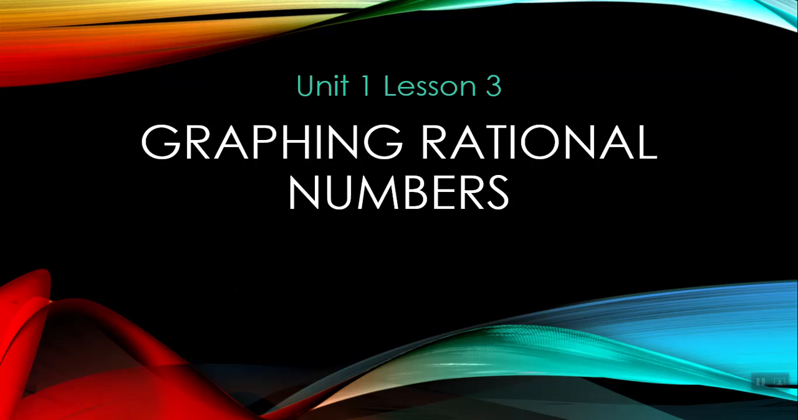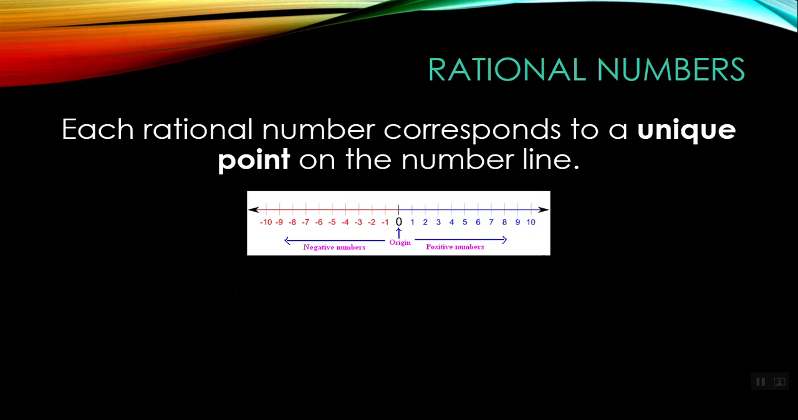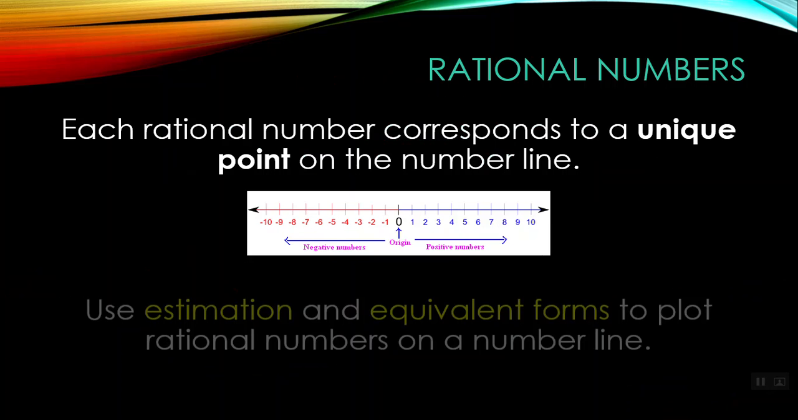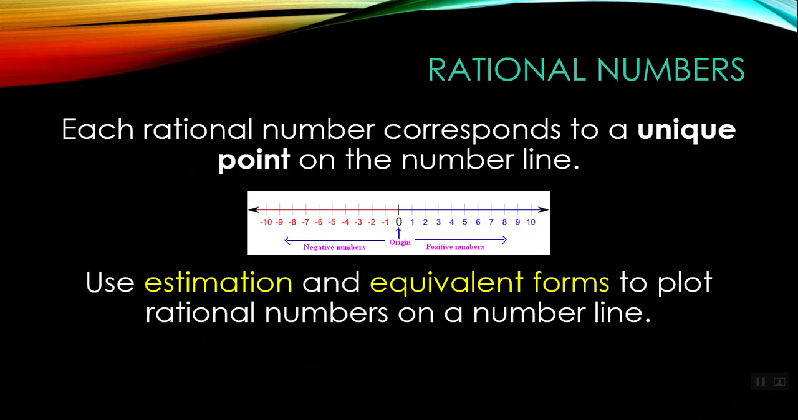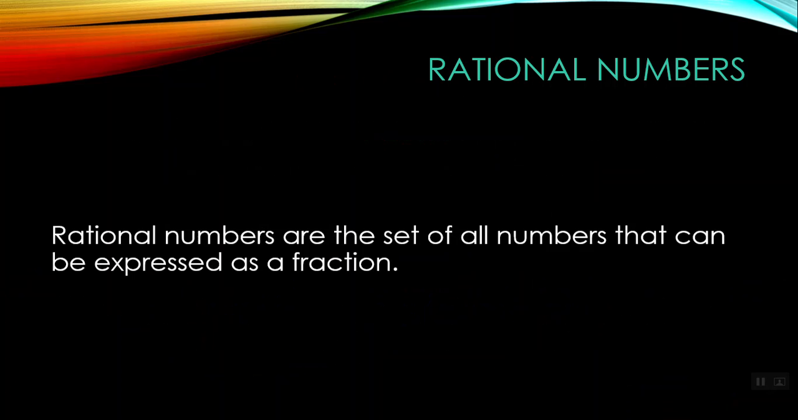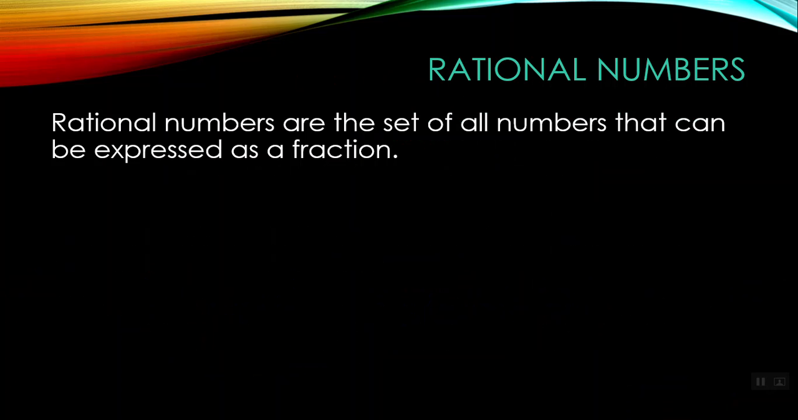This is Unit 1, Lesson 3, Graphing Rational Numbers. We all know that each rational number corresponds to a unique point on the number line. And in this lesson, we're going to be using estimation and equivalent forms to plot the numbers on the number line. Rational numbers, we know those are the set of all numbers that can be expressed as a fraction.